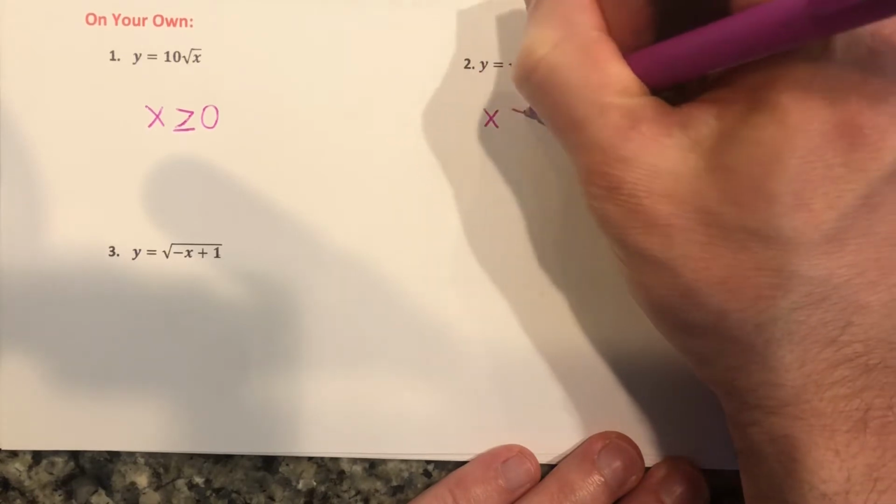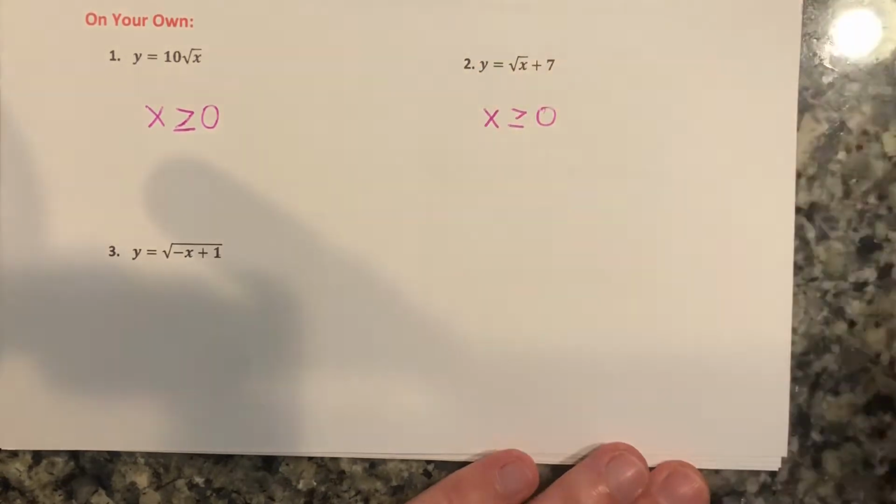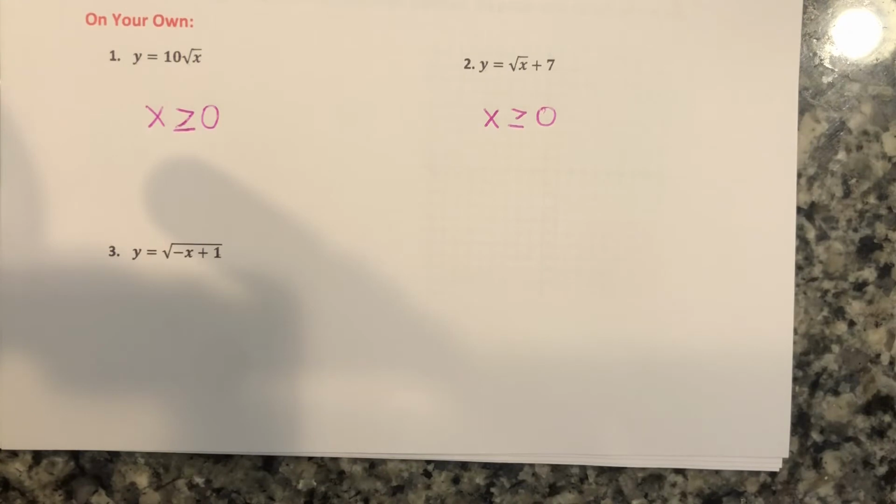So I'd take x, set it greater than or equal to 0, because I know it cannot be a negative number, and it's that easy, right? That one is the domain: x is greater than or equal to 0. It's all the real numbers that are greater than or equal to 0.